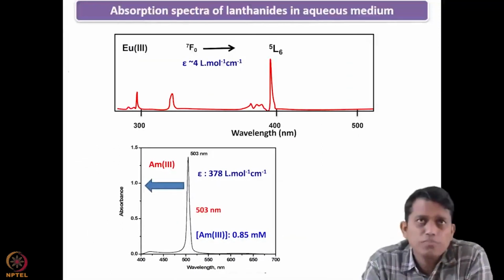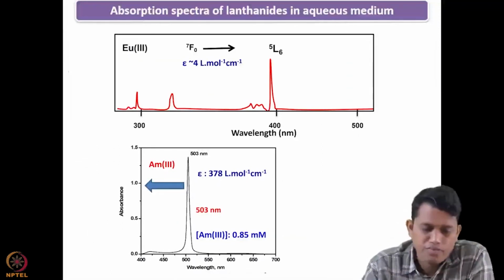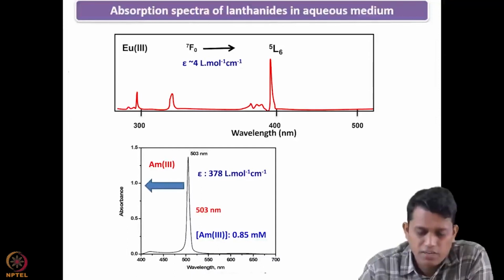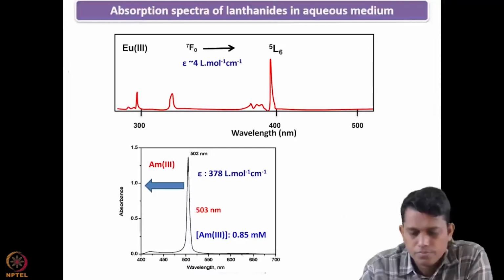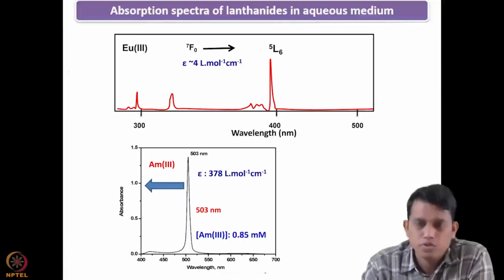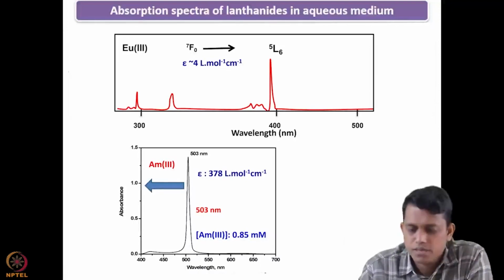Here I have just tried to compare the spectra of trivalent lanthanides with trivalent actinides. Here we have taken the example of europium, and here it is americium, and we know that both are the same f6 system.